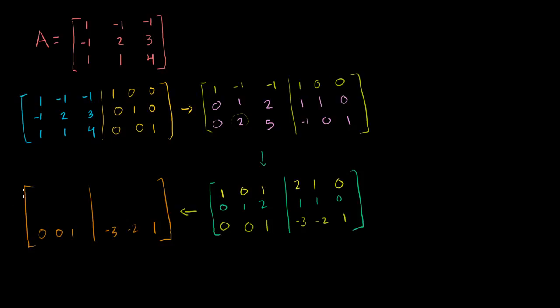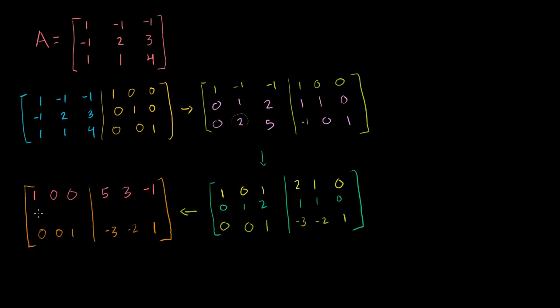So 1 minus 0 is 1. 0 minus 0 is 0. 1 minus 1 is 0. 2 minus minus 3, that's 5. 1 minus minus 2 is 3. 0 minus 1 is minus 1. Now let's replace the second row with the second row minus 2 times the third row.